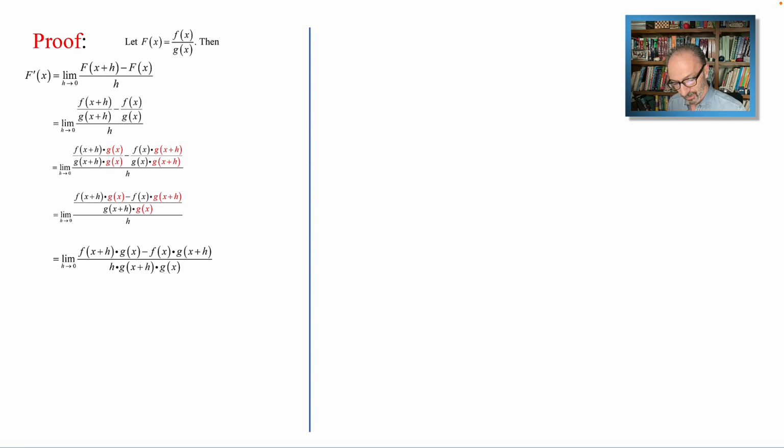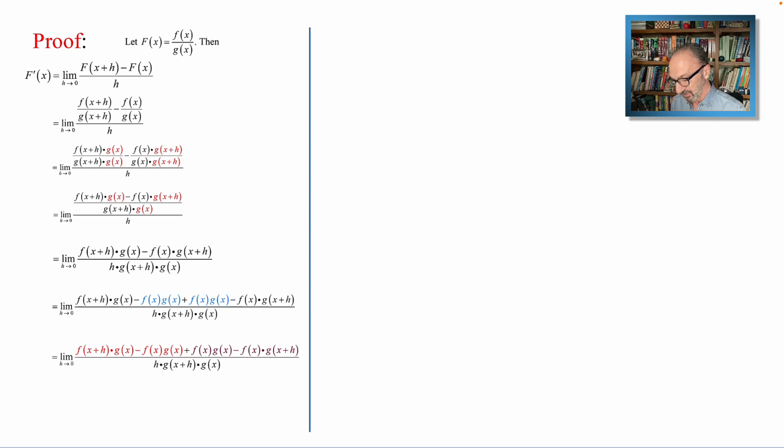Now, this is a main step that we have, which is adding and subtracting f of x, g of x. So we're adding f of x, g of x, and we are subtracting f of x, g of x. Now, notice that if I group this together, and I group this together, there is something going on here. The left two terms, they do have g of x. The right two terms, they both have f of x. Let me change the colors so you can see it.